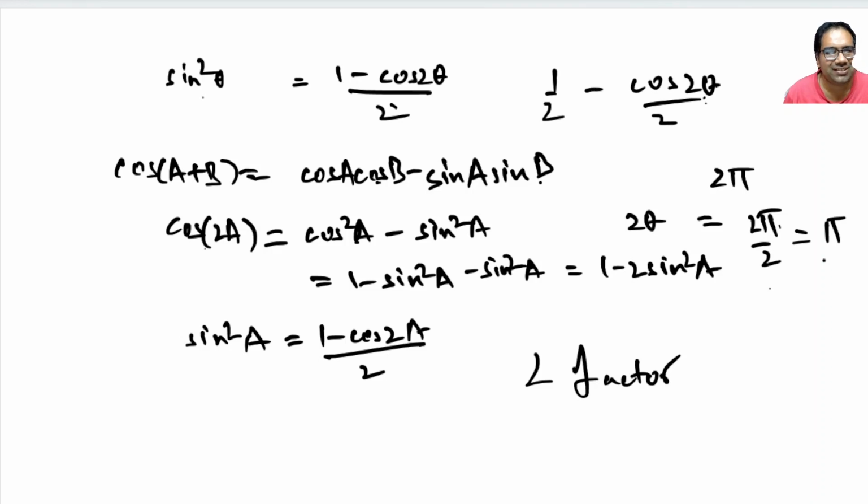Whichever way you choose depends on your convenience. Right, guys? We are just converting sine square theta into something of cos theta. We are just removing the square and getting into a normal function. Right, guys?